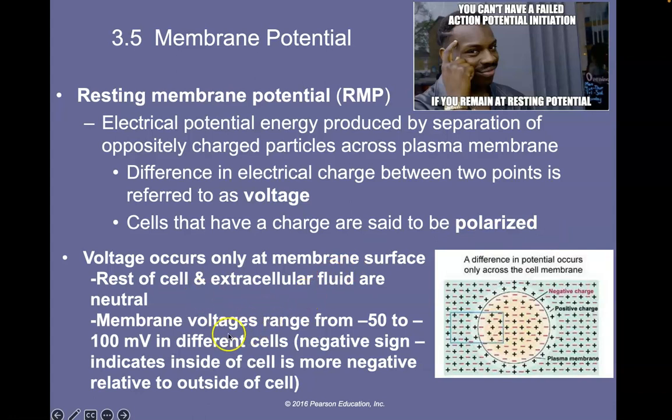And so if we were to measure the voltage across the cell membrane, which we can do, typically the membrane voltages range anywhere from -50 to -100 millivolts. And what that means is that the negative sign indicates that the inside of the cell is more negative, okay? So it's just measuring that difference in electrical charge across the cell, and the negative indicates that it's more negative on the inside, okay?